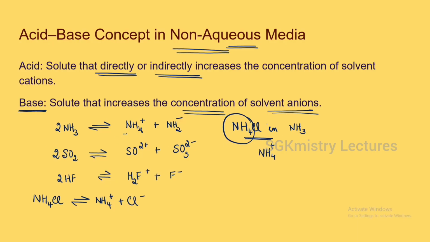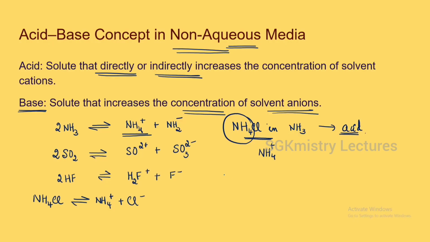Ammonia on self-ionization forms NH4+ and NH2-. Now this ammonium chloride furnishes NH4+ ions, which are cations characteristic of the solvent. Because of self-ionization of ammonia we have NH4+ ions, and the concentration of these cations is increased because of the dissociation of ammonium chloride, right? So because of that, NH4Cl in ammonia behaves as an acid. This is how we define an acid in non-aqueous media.